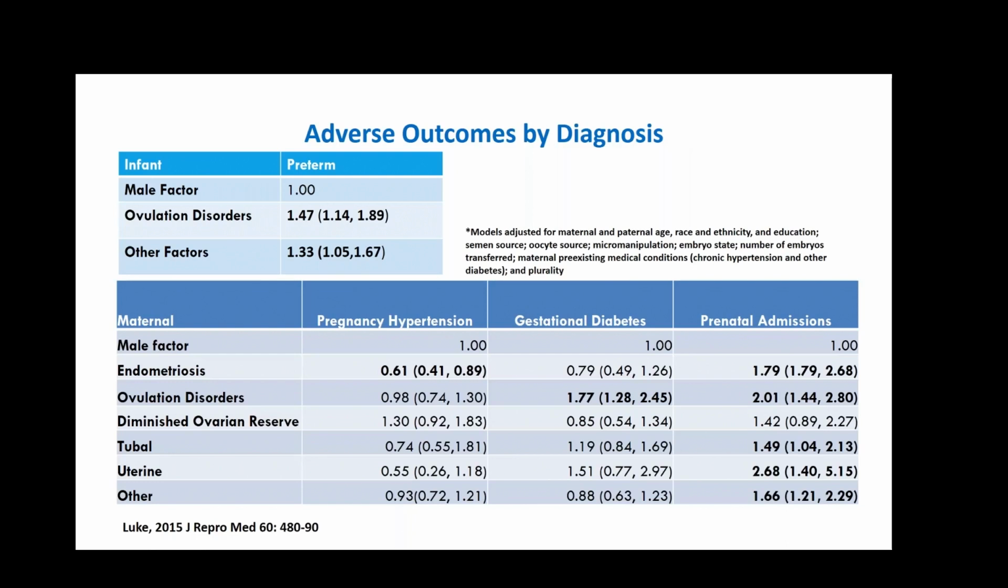We found preterm delivery to be elevated in patients with ovulatory disorders and other diagnoses as the only significant infant outcomes. But interestingly, we also found that pregnancy hypertension, gestational diabetes, and prenatal admissions to the hospital were differentially expressed in women with these different diagnoses compared to the male factor patients.